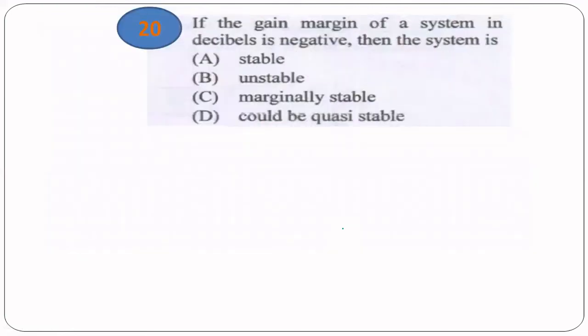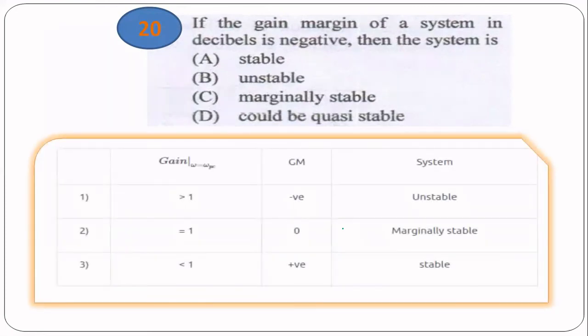The gain margin of the system in decibels is negative, then the system is? Whenever the gain margin is negative, the system is unstable. Remember that whenever the gain margin is 0, the system is marginally stable, and whenever the gain margin is positive, the system is stable.